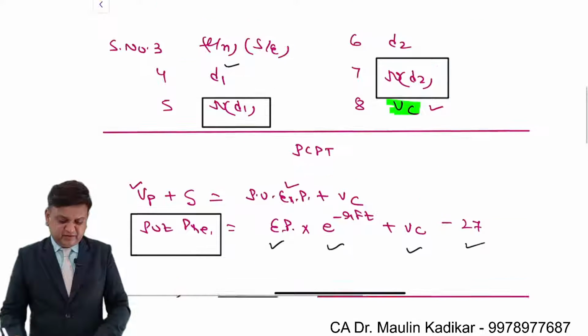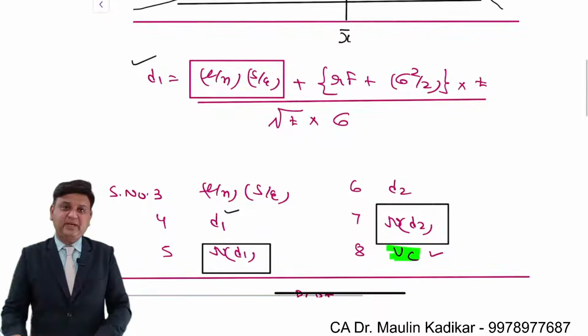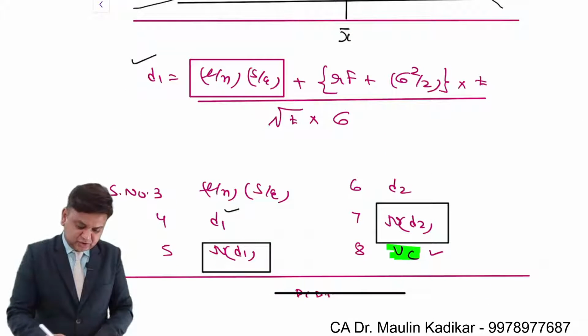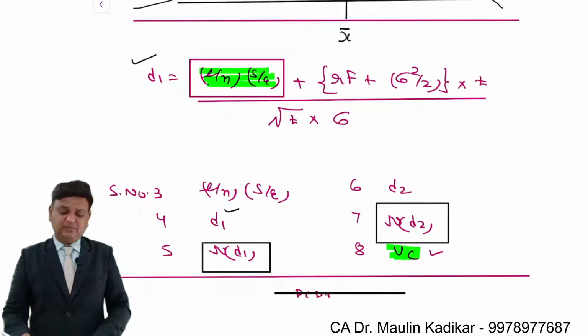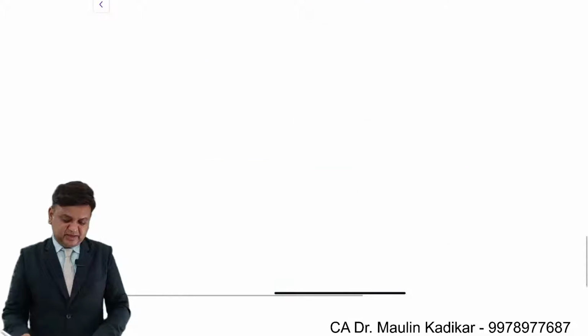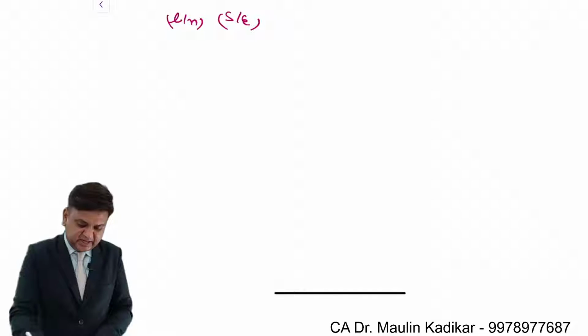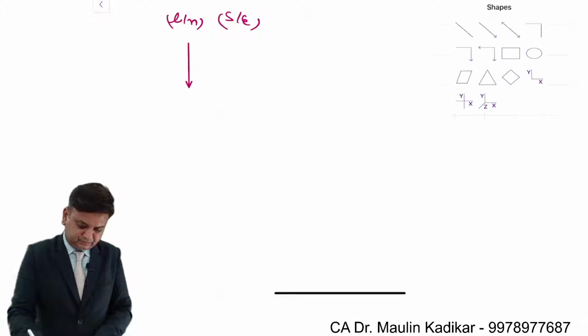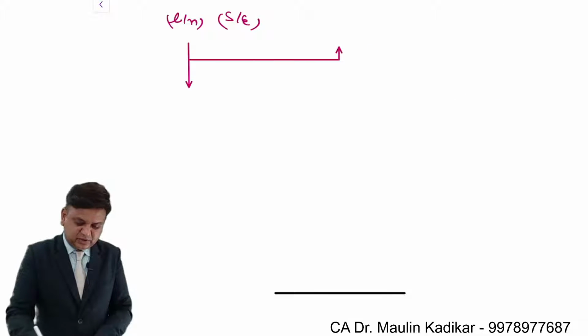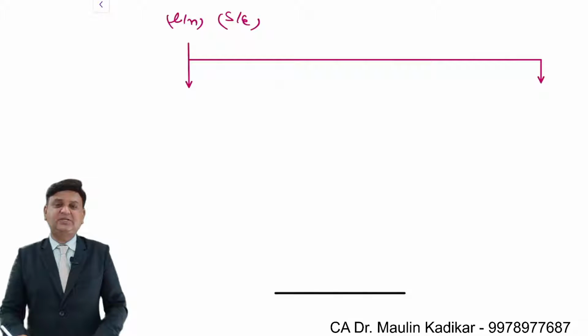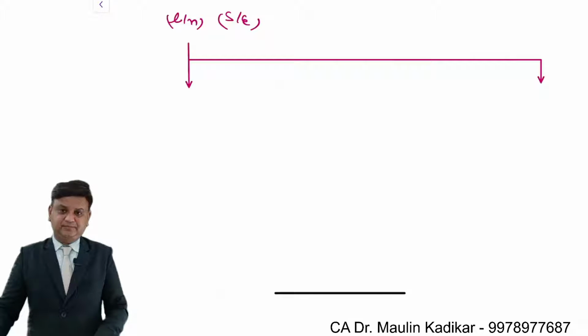Now friends, one of the important points which is yet to be explained is the calculation of ln S divided by E, that is, the natural logarithm of spot divided by exercise value. For the calculation of the natural logarithm of S divided by E, there are two methods. I am explaining both methods to you. In the examination, you can apply either method.